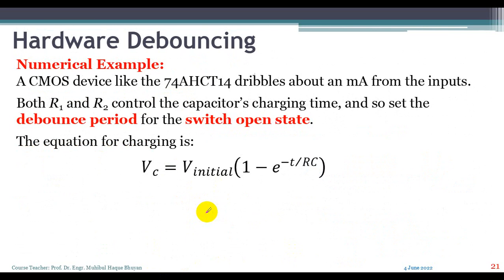Numerical example. A CMOS device like the 74AHCT14 delivers about a milliampere from the input. Both R1 and R2 control the capacitor charging time and so set the debounce period for the switch open state. The equation of charging the capacitor is this one. The main concept: the capacitor helps to hold the state. So during the bounce, it avoids that bouncing effect. It holds the state.